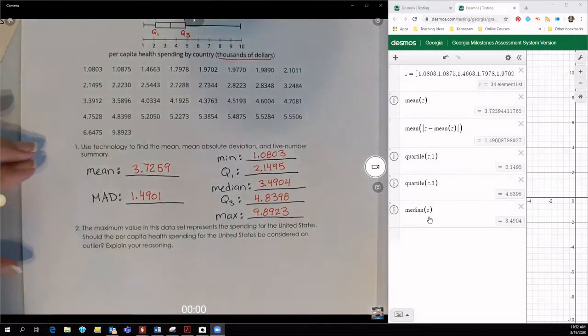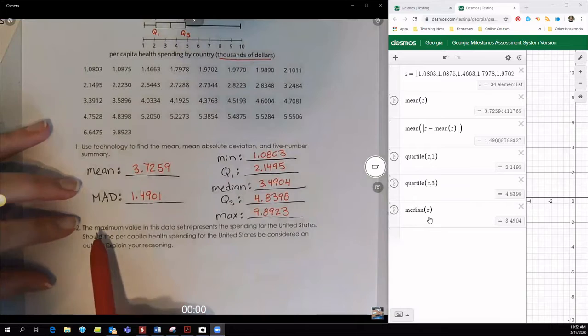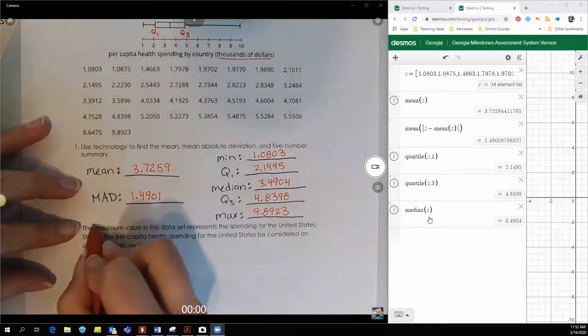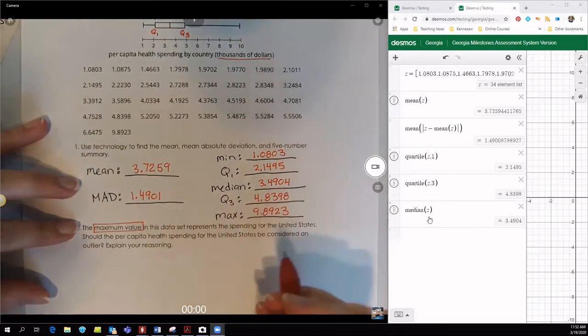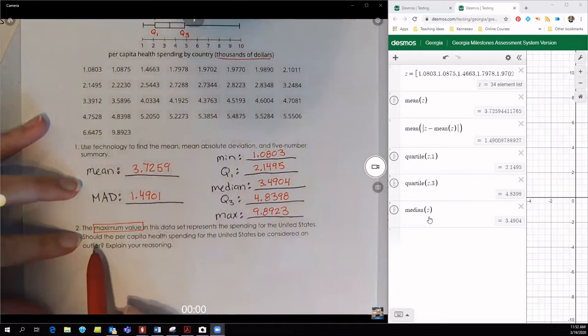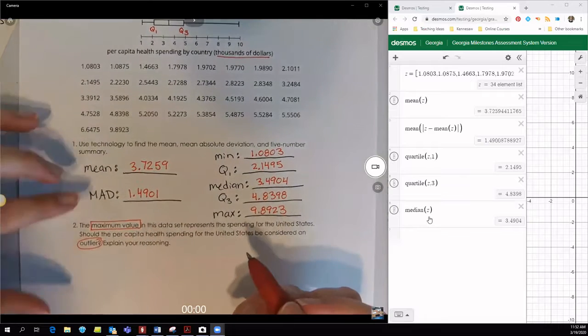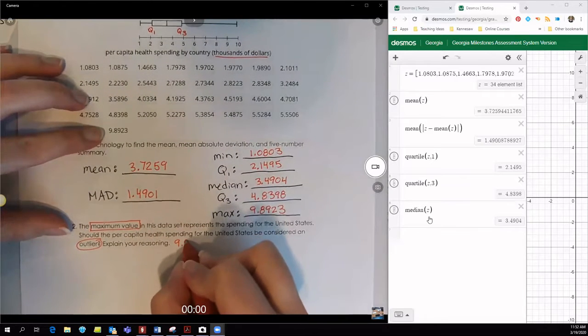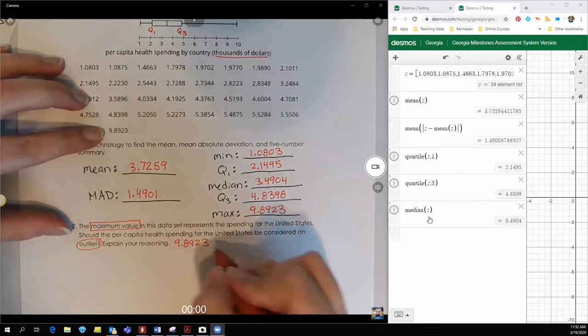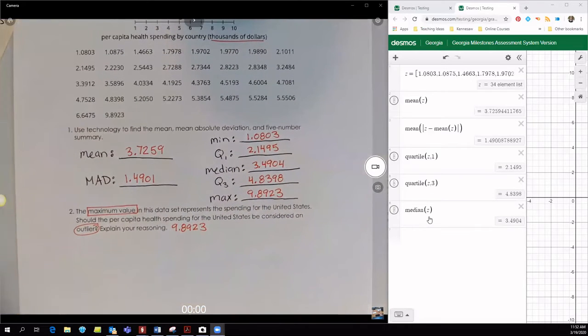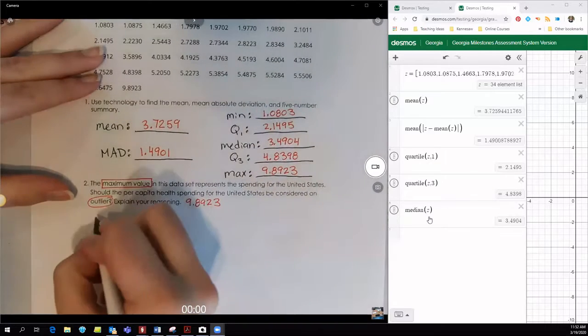So we have our data recorded here, and the next question says the maximum value in the data set actually does represent the United States spending, and we want to know if that number could be considered an outlier. So that number was 9.8923, and we want to know if that number is actually an outlier. So we're going to use this idea of 1.5 times larger than the interquartile range to decide if it is an outlier. So first, we need to determine the interquartile range.